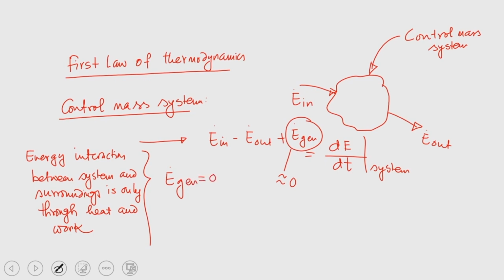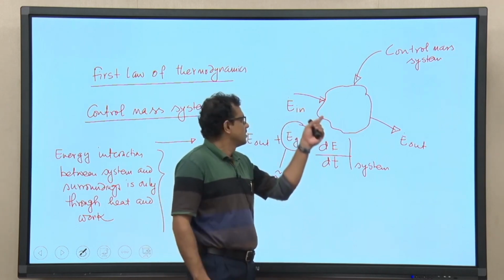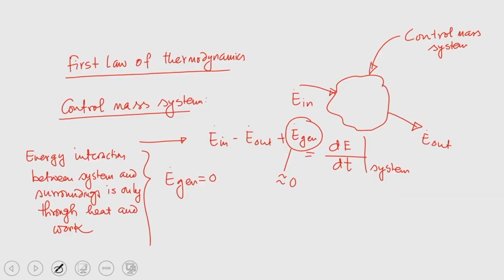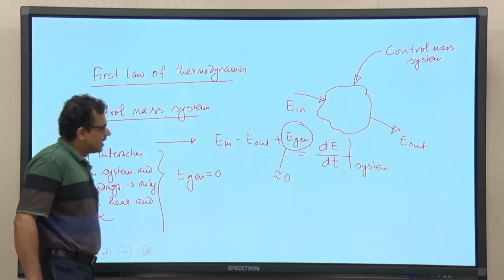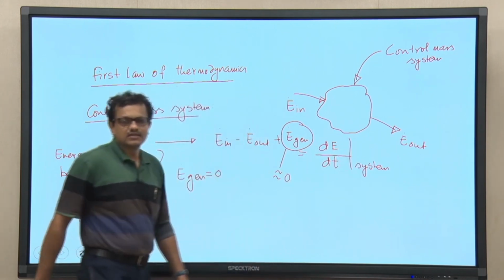That means we have understood that energy interacting in the form of heat between system and surroundings, and energy interacting between system and surroundings in the form of work, if these two forms are there, then there is no energy generation. Okay. And so, this is the energy change within the system.